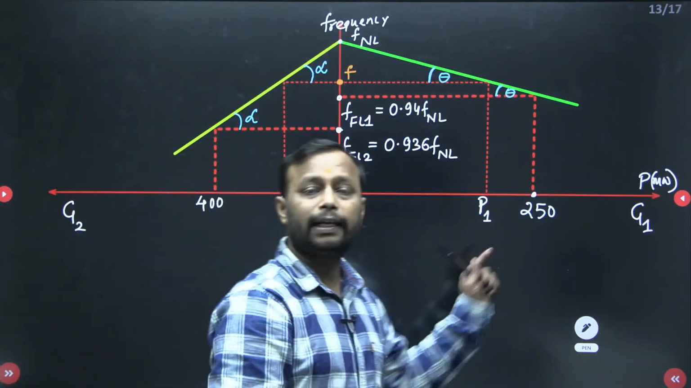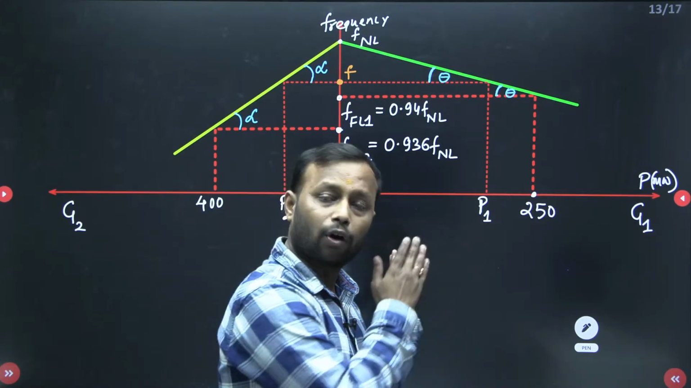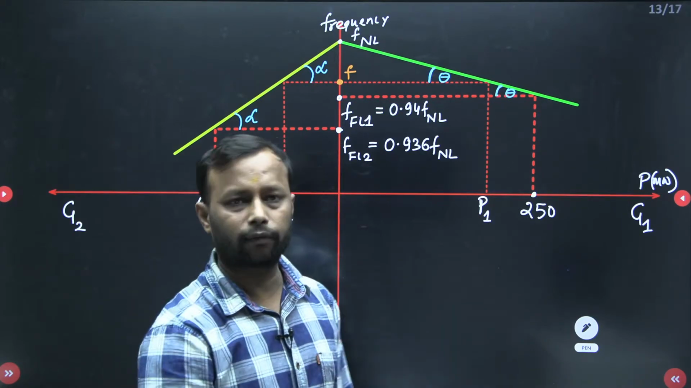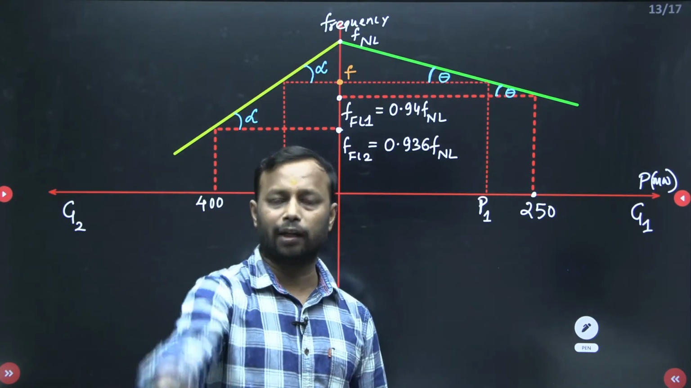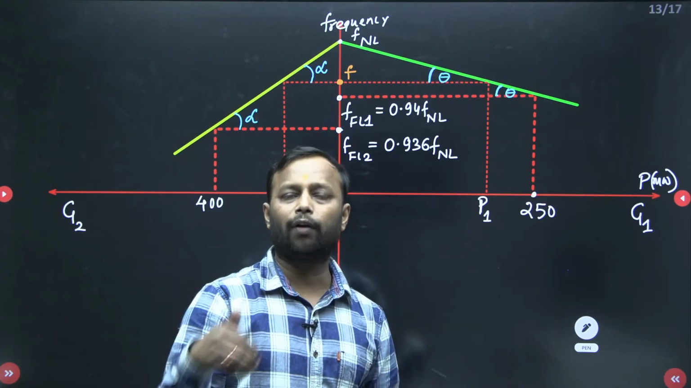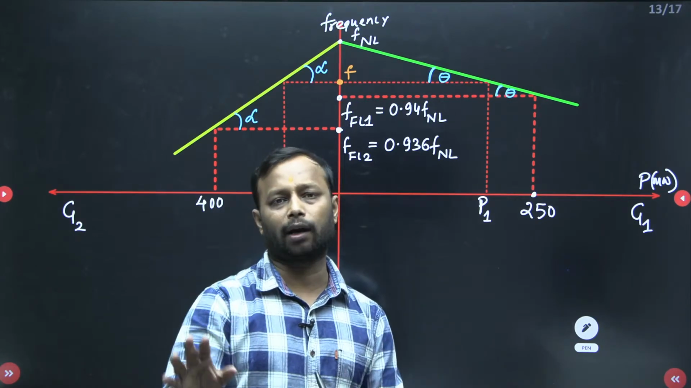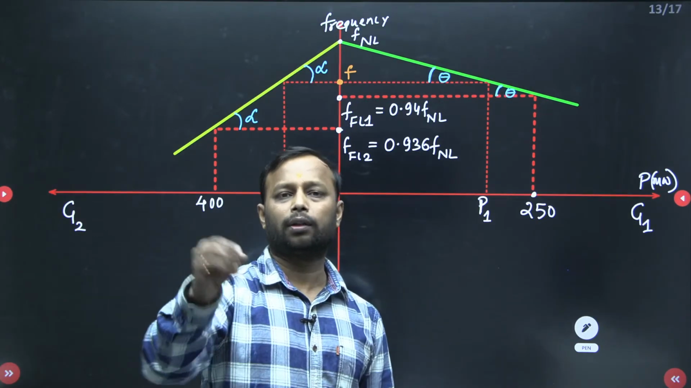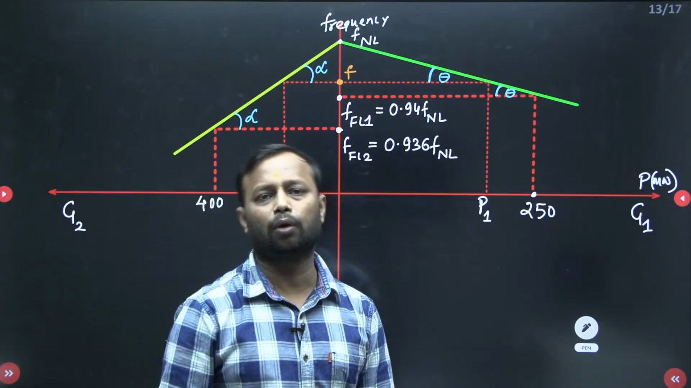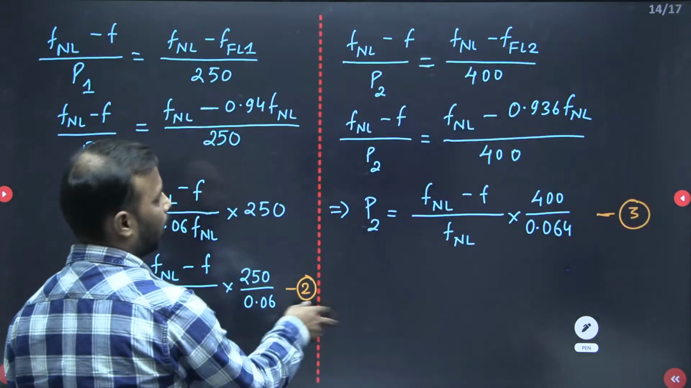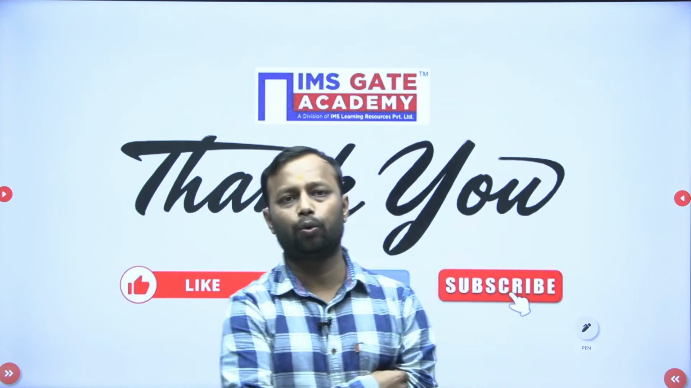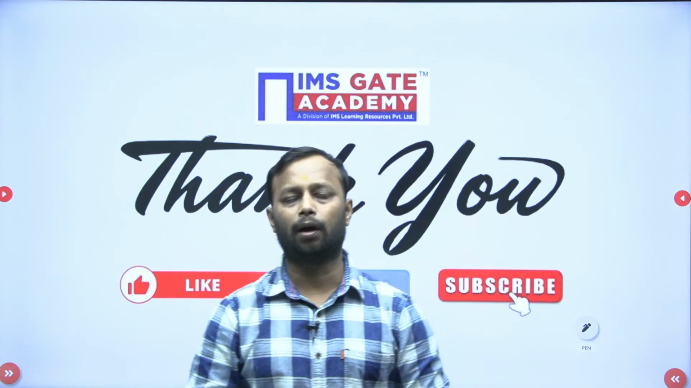Always draw the droop curve for such kind of problem. If you are not going to draw the curve, maybe you will have difficulty in solving the GATE problem. So please be clear about the question, and wherever it is possible, try to draw the diagram. If you are facing any difficulty, just draw the diagram. 50% of the problem is going to be solved there. All right. So with this, we have completed the GATE 2022 electrical machine question.